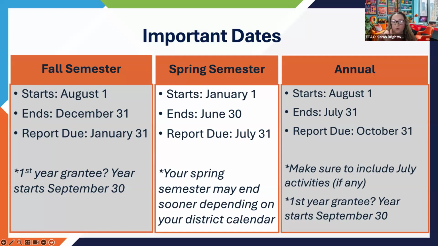The question always comes up, well, what about July? If you're running a full summer of activities, where do I report that July piece? That will actually get reported in your annual report. So it's not that you can't include information about July, but you're just not going to put the July info in this report. You're going to put that in your annual report.